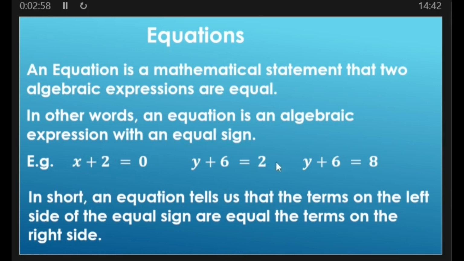Equally, in this equation here we have 2 on the right side of the equal sign and y plus 6 on the left side. So this simply means that if we add y plus 6, this will give us 2. Equally, in this algebraic expression we have y plus 6 equals 8. So on the right side we have 8, which means that on the left side of the equal sign, if we add y plus 6, we get 8, meaning the numbers that are being held by these variables. Alright, so let's continue.